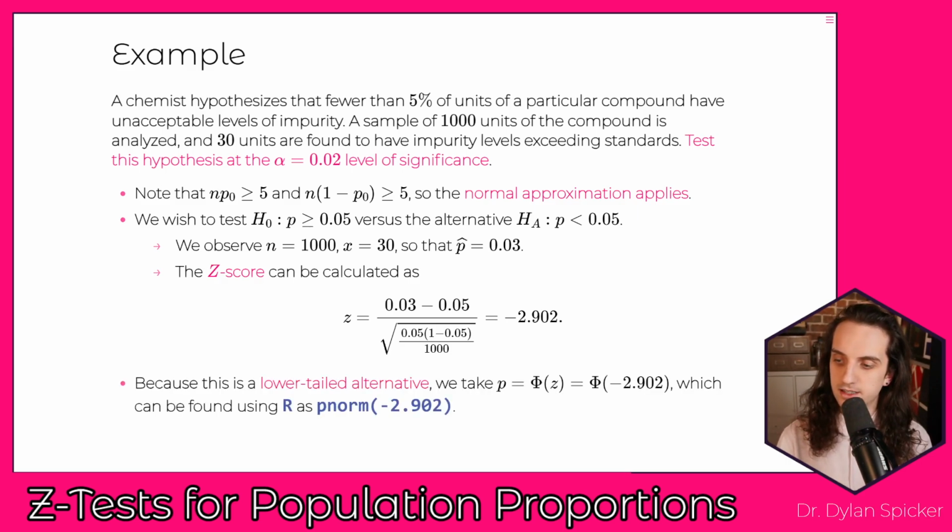Because it's a lower tail, we take our p-value to be phi of negative 2.902, which we can find in R as pnorm of this, because the pnorm function gives us phi. Taking that all together, we find that the p-value is 0.0019. 0.0019 is less than our level of significance of 0.02, and as a result, we're going to reject the null hypothesis. As a result of rejecting the null hypothesis, we do find that fewer than 5% of samples have an unacceptable level of impurity.